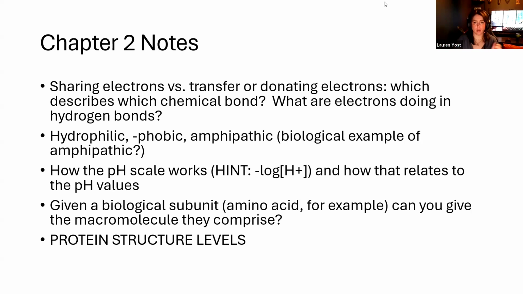And it says, what are electrons doing in the hydrogen bonds? Between the hydrogen that's attracted to the thing across the way, creating the actual hydrogen bond, there's no electron exchange.